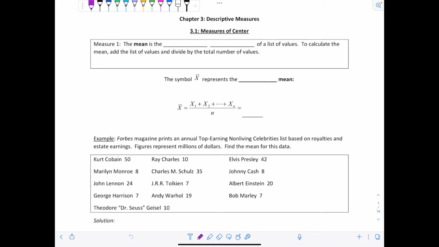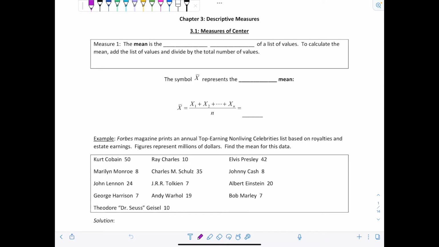In this video, we're going to look at sections 3.1 through 3.3 for statistics, Math 10. In 3.1, we're going to talk about measures of center, 3.2 measures of variation, and then 3.3 is Chebyshev's rule and the empirical rule. So first, we're going to talk about how to describe a set of data.